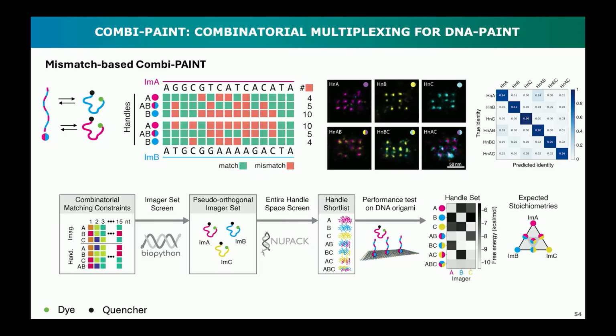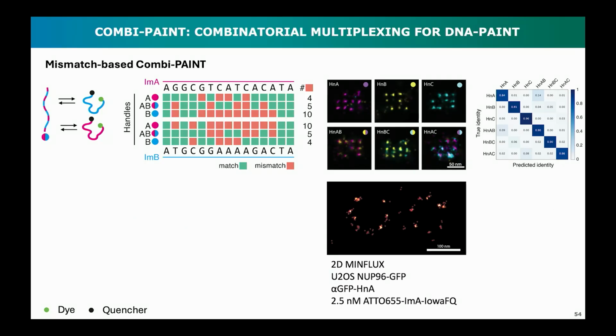So you can have 3 imagers, 7 targets, and that actually works. You see here 6 of those targets. And the classification, the confusion matrices are very good. The origamis look wonky, but when we do MINFLUX on this, with this type of strands, it looks great.